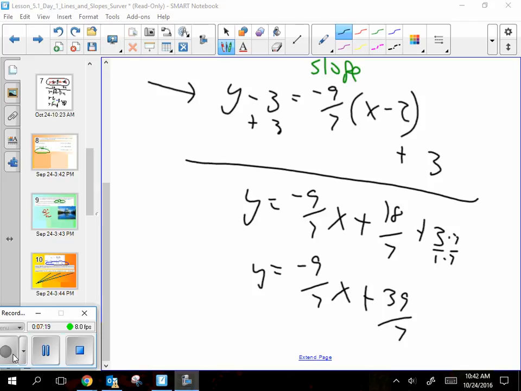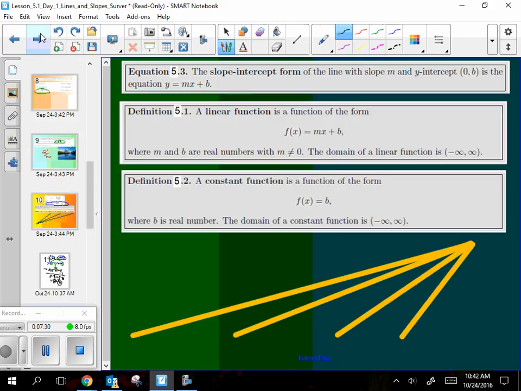All right, good. So why would you ever do that? Only because it's in a different form now. Slope, and what's this part called? Intercept. Okay, good.